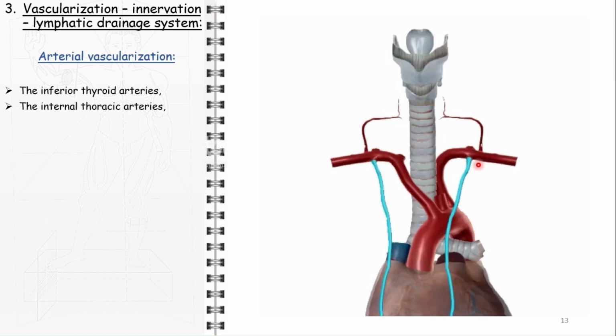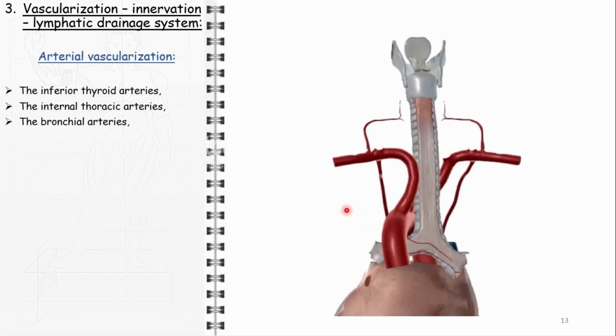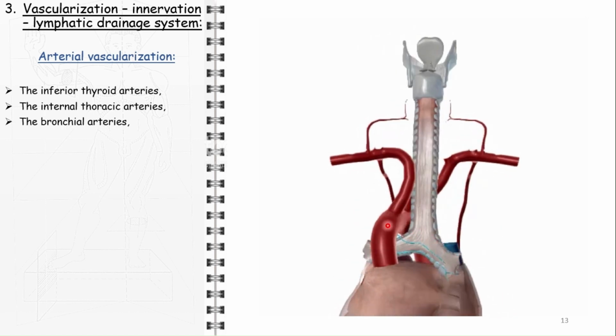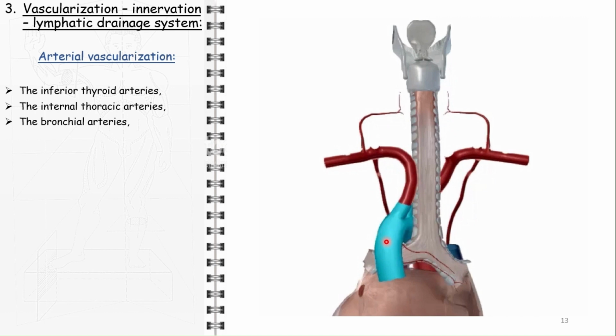And also the internal thoracic arteries, that are branches of the subclavian arteries, and they provide branches to the thoracic segment of the trachea. And the bronchial arteries, that arise from the aortic arch and supply the area around the tracheal bifurcation.